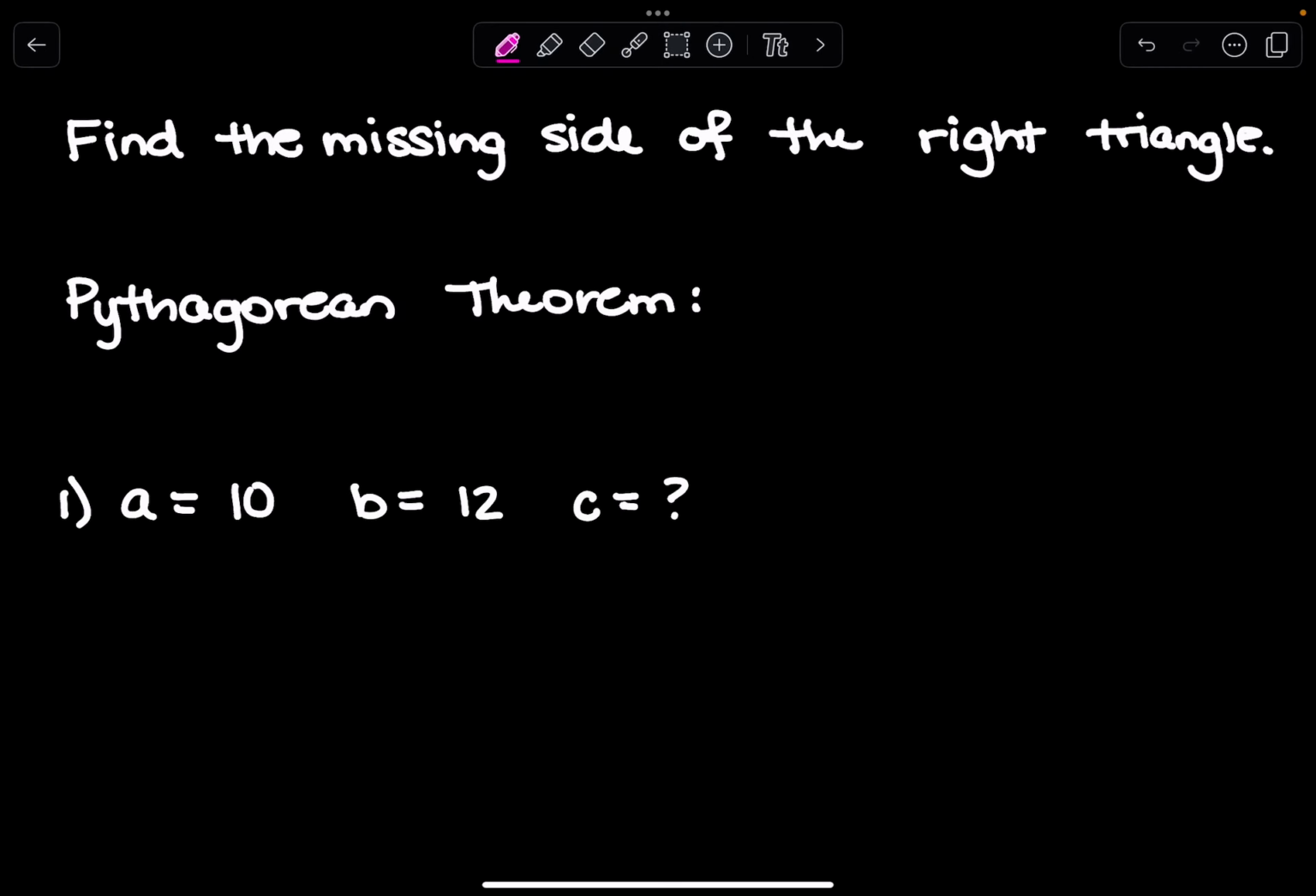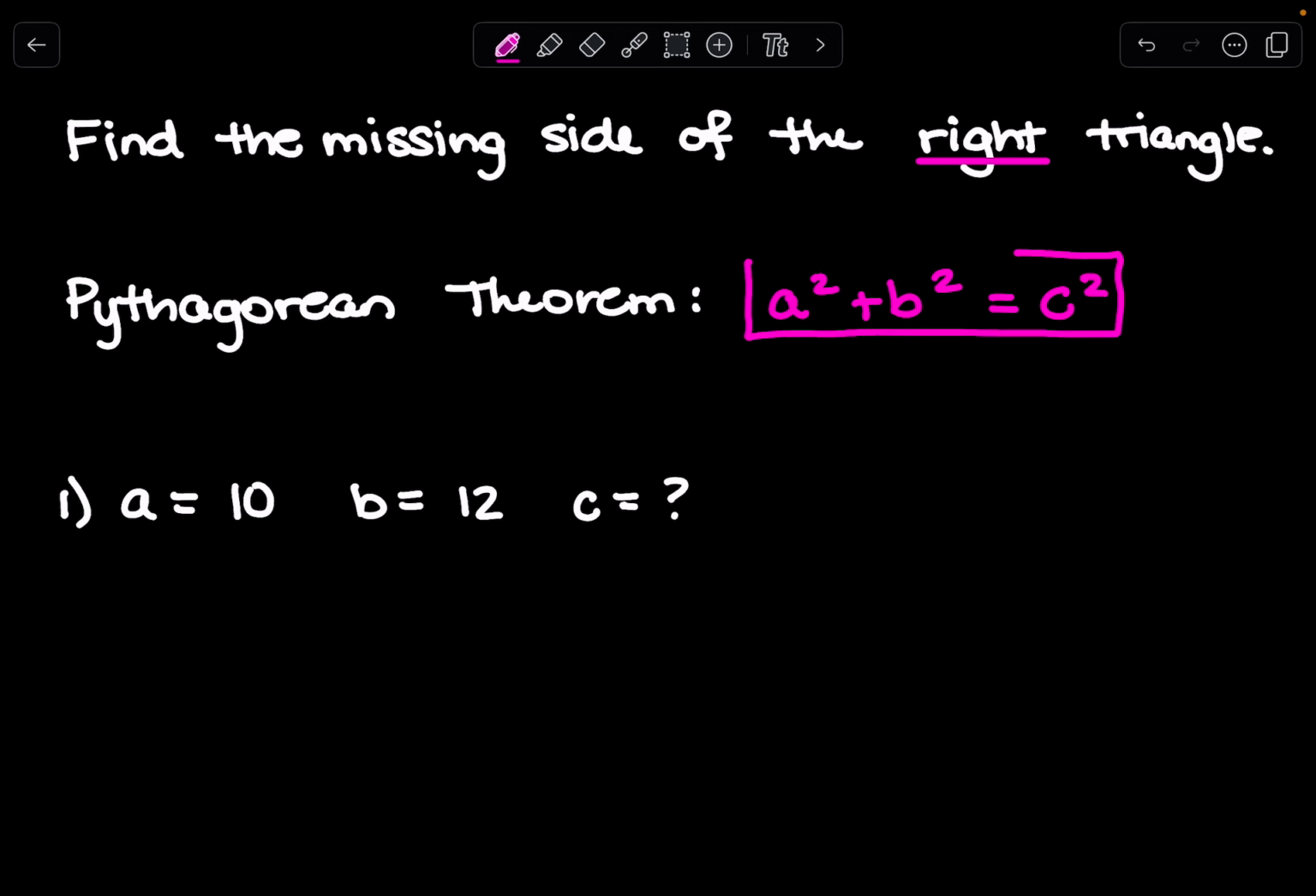What's up, everybody? Today we're going to find missing side lengths of right triangles. To do so, we are going to use the all-familiar Pythagorean theorem. So the Pythagorean theorem says a squared plus b squared is equal to c squared.